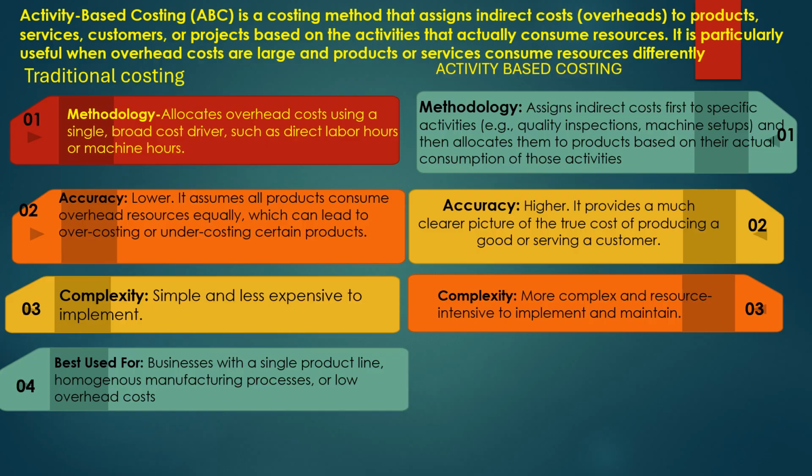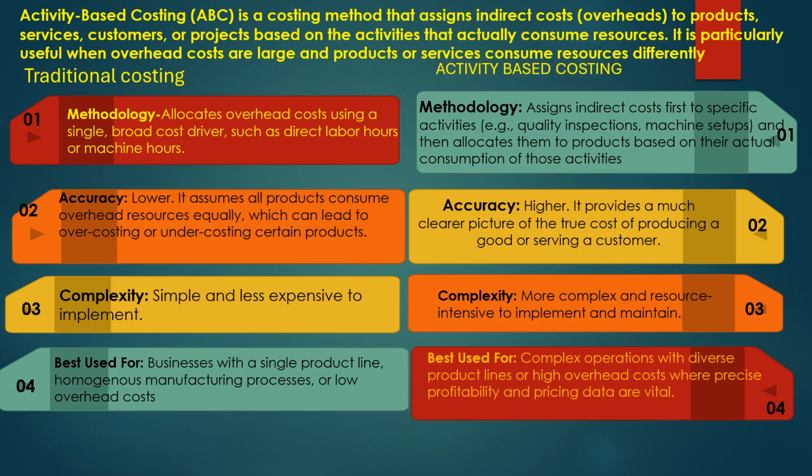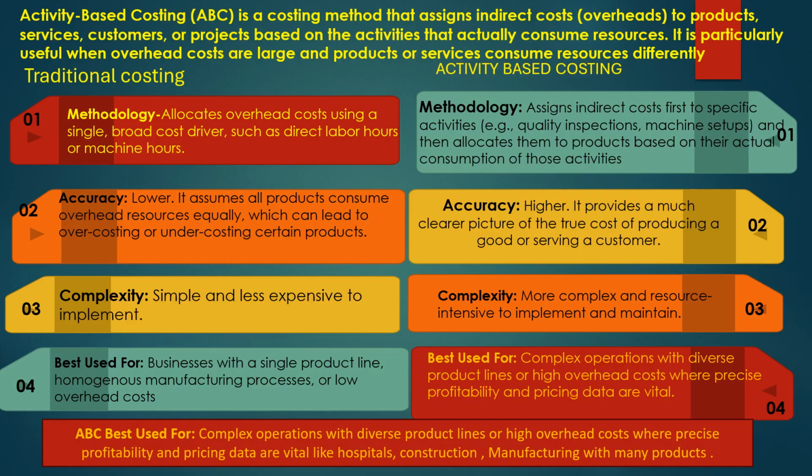Best used for traditional costing: businesses with a single product line, homogeneous manufacturing process, or low overhead costs. ABC is best used for complex operations with diverse product lines or high overhead costs where precise profitability and pricing data are vital, like hospitals, construction, and manufacturing with many products.